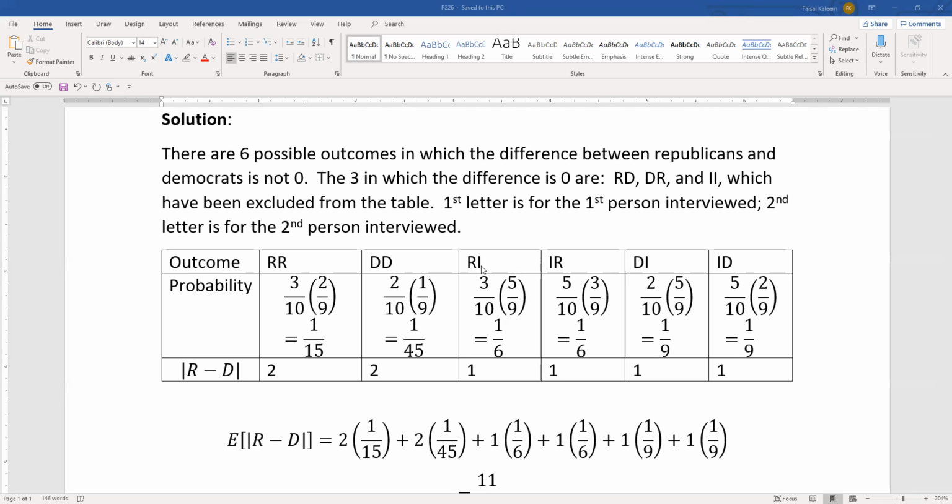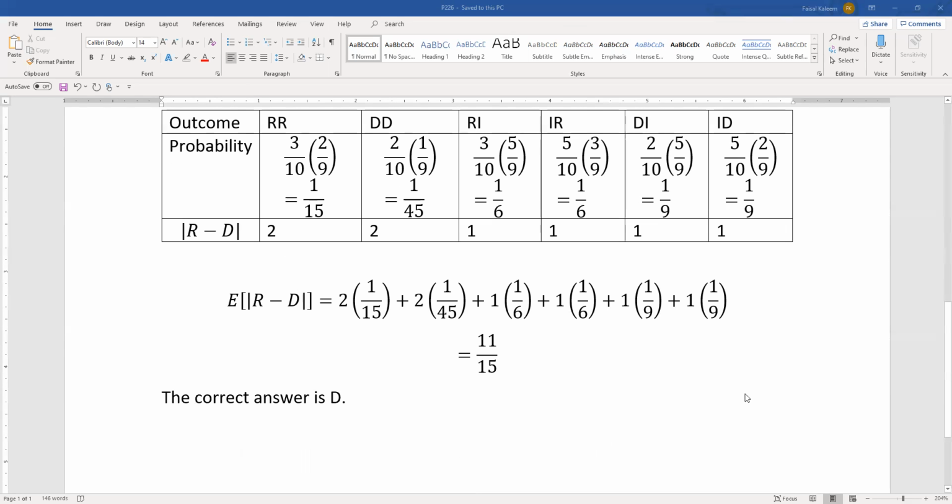And first Republican, second independent: first Republican, there are 3 Republicans out of 10. Second time around there are 9 voters and there are 5 independents to choose from, so 5 out of 9, and so on. And then for the expected value, you multiply the R minus D values with the corresponding probability of the outcome and add up all the results. So 2 times 1 over 15 plus 2 times 1 over 45 plus 1 times 1 over 6, and so on. And we get 11 over 15. That was choice D.